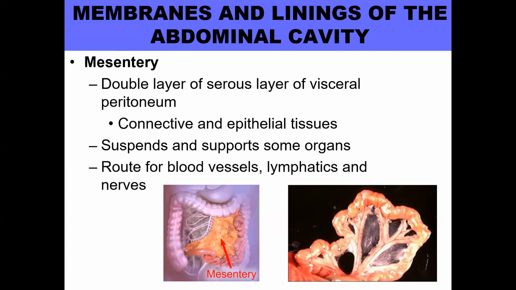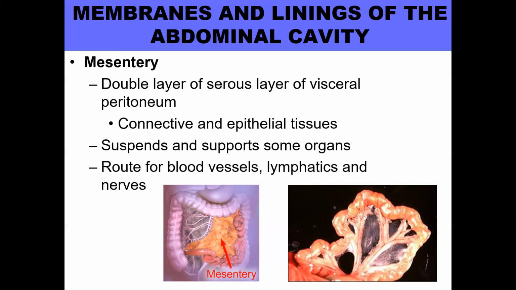And not only does it support the intestines and keep them from getting bunched up or moving around too much, it also provides a connective tissue area to bring in the blood vessels. So this is going to be the blood vessels that branch from the descending aorta, primarily the celiac trunk and the superior and inferior mesenteric arteries. Remember, we talked about mesenteric arteries. Those are the arteries that are going to feed these mesenteries that we find in the small intestine.